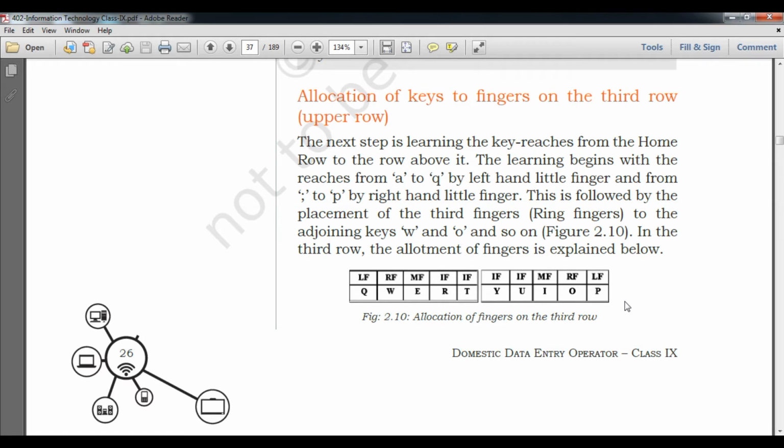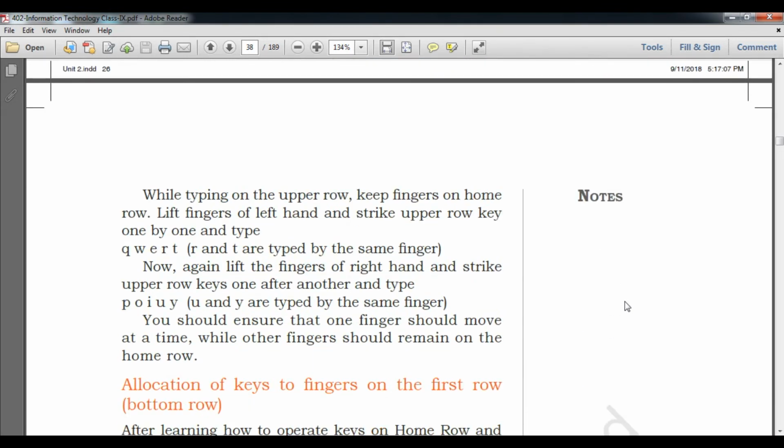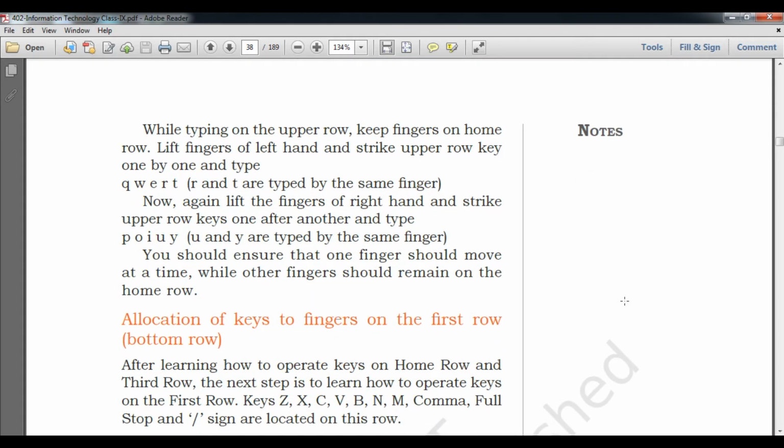Okay, now while typing the upper row, keep the fingers on the home row and lift the finger of the left or right hand, strike the upper key, and on the other hand type.